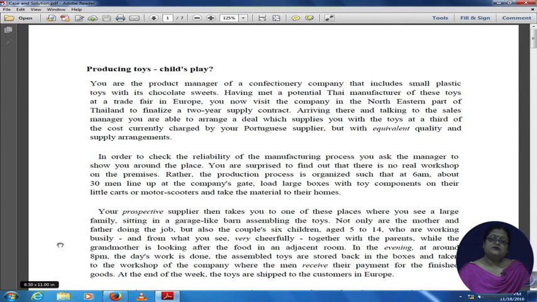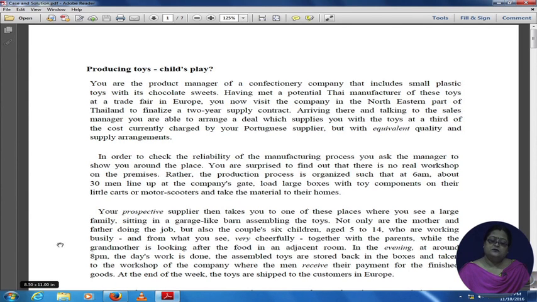We'll try to solve the dilemma in this case through different lenses of applying the different ethical theories that we have discussed in our previous discussions. The case goes as such: it is about producing toys, child's play. While discussing the case, I'll highlight some of the key pointers, so that while you are discussing ethical issues relevant to a particular case, you understand the key pointers and what the ethical dilemmas are in that area, and then move forward towards decision making.